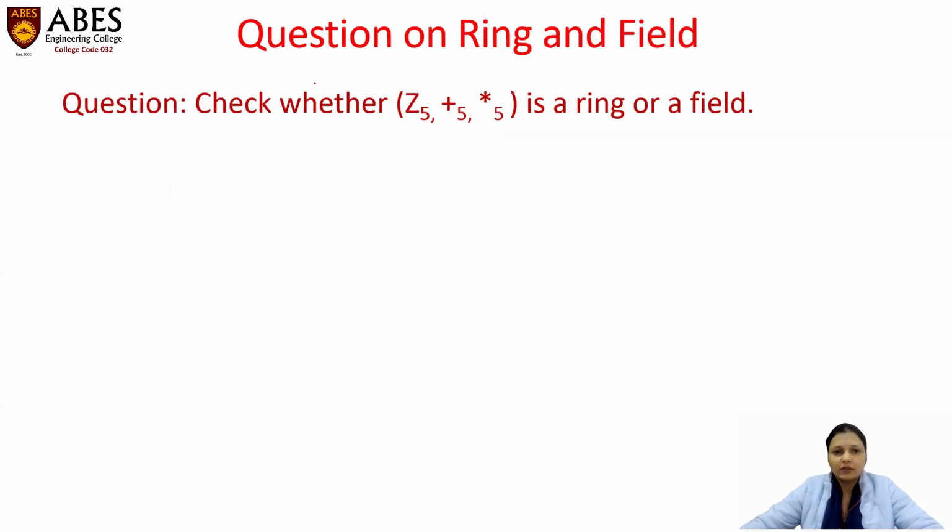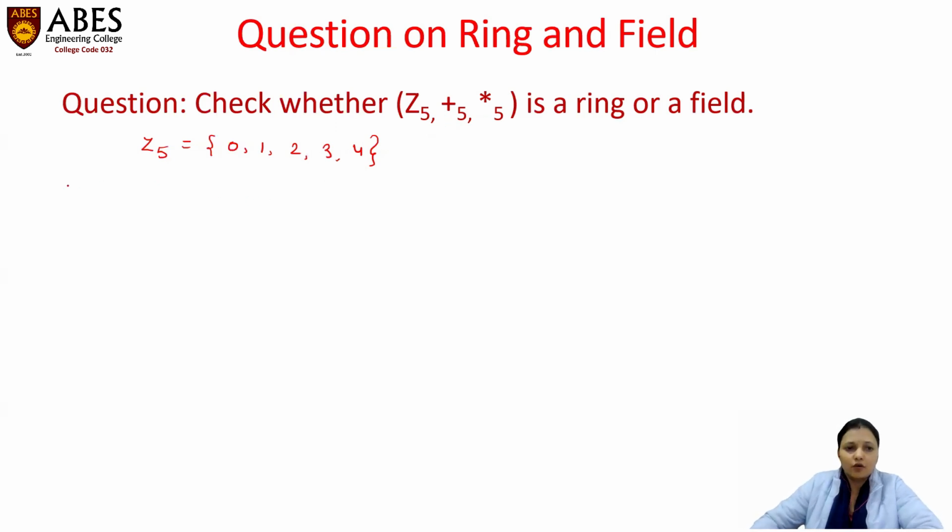So here is the question. Here we will check this set for both ring and field. The set is Z5, which is 0, 1, 2, 3, 4. This is addition modulo 5 and this is multiplication modulo 5.